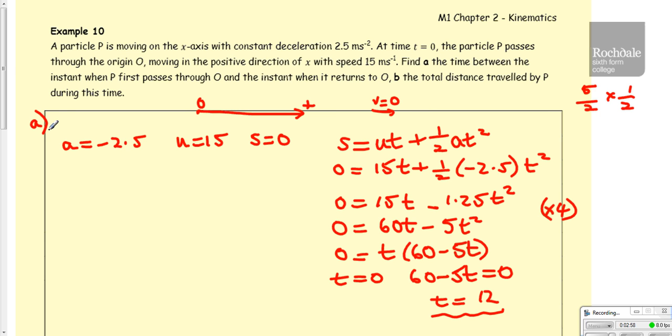So that's part A. Part B, we've now got to find the total distance travelled during this time. So remember, displacement is how far you are from the starting point. We want the actual distance it travels during that time. So we can't put S equals 0 because S is displacement from the origin. But what we can do is work out how far it's gone when it comes to instantaneous rest. It will then move the same distance back to the origin, so we can just double our answer at that point.